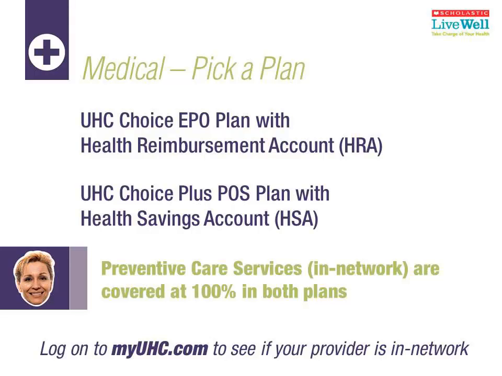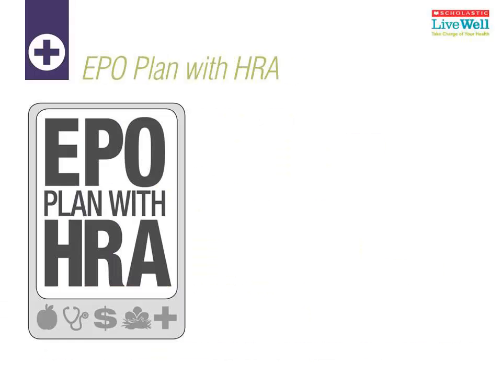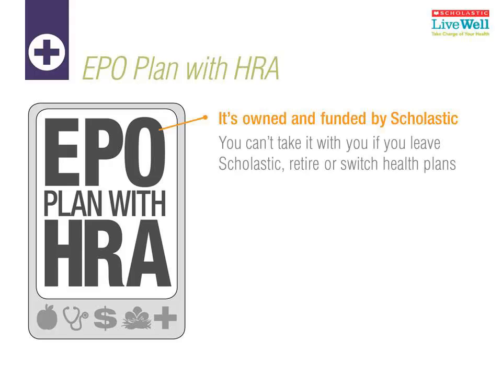This year, there are some new aspects of the medical plan that you need to become better acquainted with. They are the Health Reimbursement Account, or HRA, and the Health Savings Account, or HSA. The UHC EPO plan comes with a Health Reimbursement Account, or HRA. You can use the money in your HRA to reimburse yourself for any qualified medical expenses throughout the year. The money in the HRA is owned and funded by Scholastic, so you can't take it with you if you switch health plans or should you leave or retire from Scholastic.